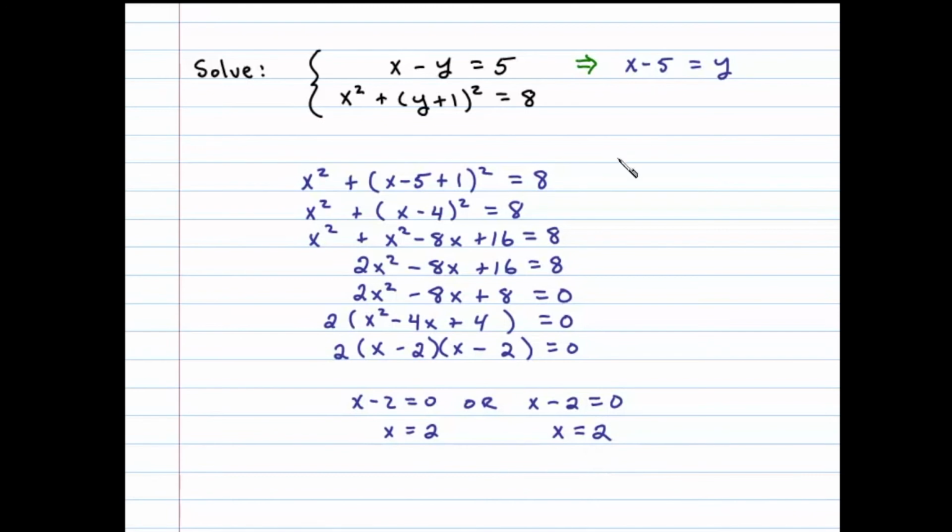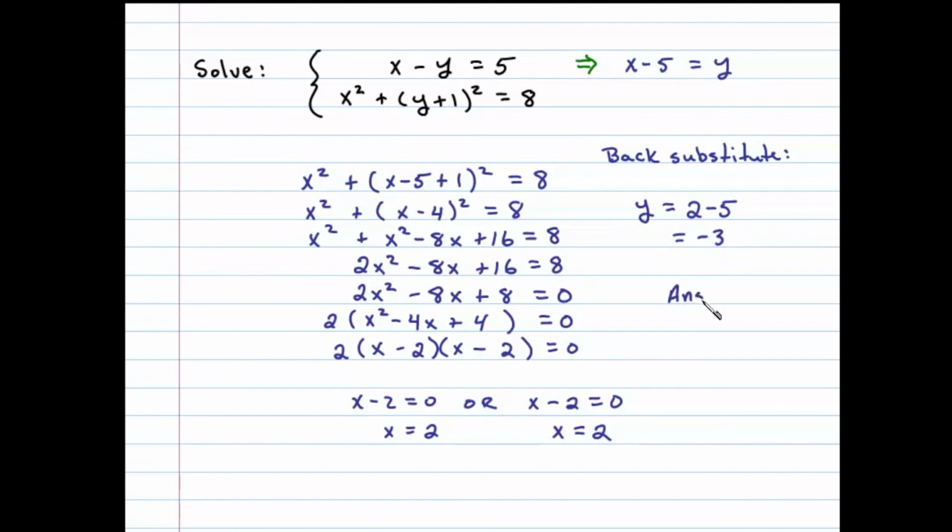Now to find the corresponding y value, we have to then back substitute. And I'll go ahead and back substitute into this equation. We have y equals x minus 5, and we know x is 2, so we'll write 2 minus 5. In other words, y equals negative 3.